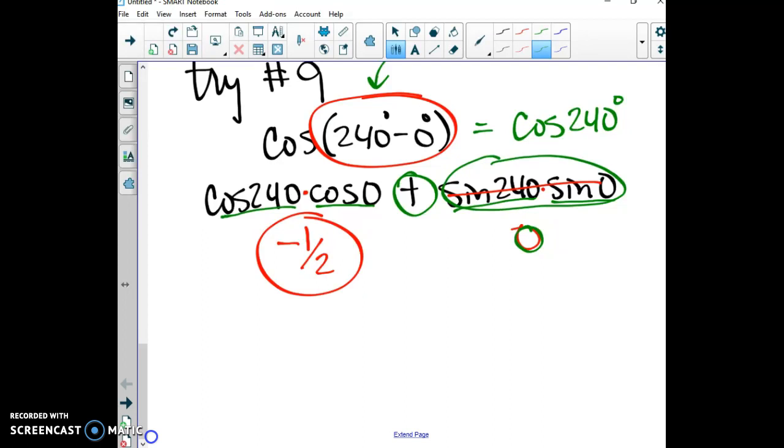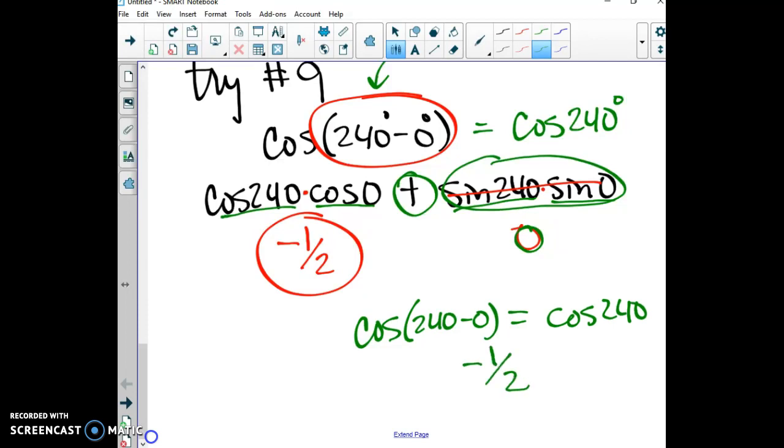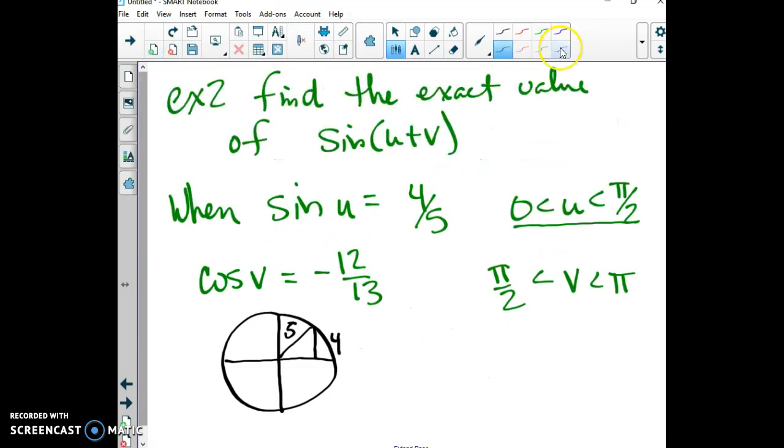And that gives us our solution. Cosine of 240 minus 0 is the cosine of 240, which is negative 1/2. So u is existing in the first quadrant between 0 and pi halves, and we know that the sine of u is 4/5. So we can conclude then that here the cosine of u is 3/5.